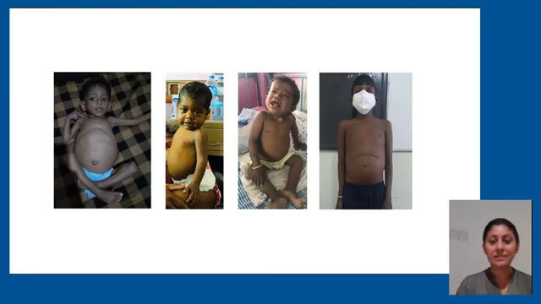Having that theoretical definition in mind, this is what we see in the wards. These are the different types of children we see in the wards. You can see infants, toddlers, and older children at different clinical stages. So can we apply that definition in our clinical setup? Would it be that simple to use that definition?